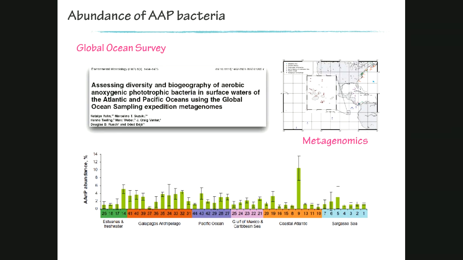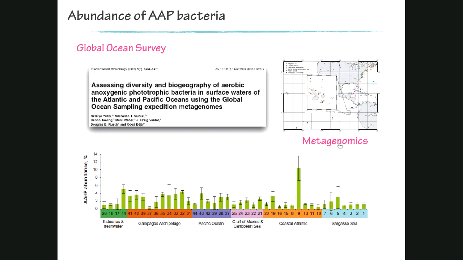A few years later, a paper was published in the journal Environmental Microbiology. What they did was get all the genes related to the PAF operon from the metagenomic data set, and they estimated the percentage of abundance of these AAP cells. The Global Ocean Survey was initially conducted in the Sargasso Sea, but then it went from the east coast of the United States to the Galapagos Islands and the Pacific Ocean.